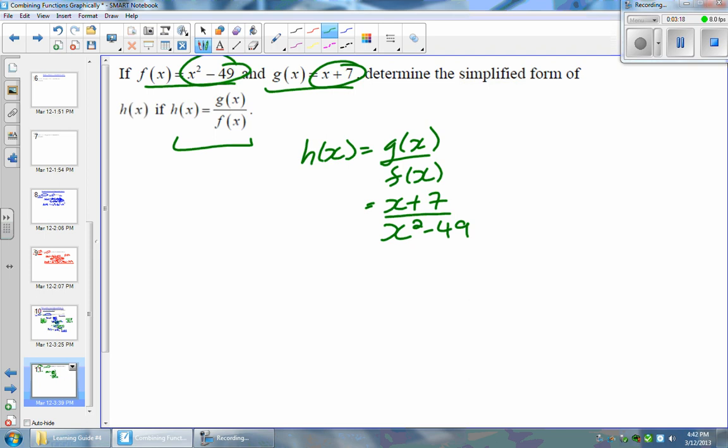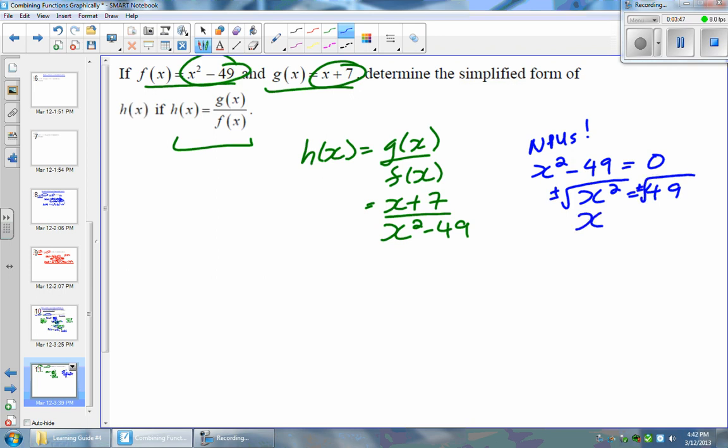Since we are dividing by a polynomial, it's really important to once again state what your NPVs are. The NPVs for any rational function occur when your denominator, which is x squared minus 49, is equal to 0. So when we solve for x, we get x squared is equal to positive 49. When I take the square root, I have to consider that it's the plus or minus square root. Therefore, I'm going to get two non-permissible values, one at 7 and a second at -7. So these are my non-permissible values. Make sure you're stating those when you are dividing functions.